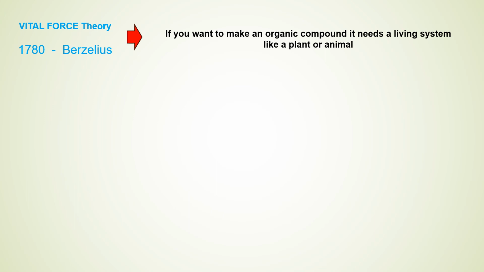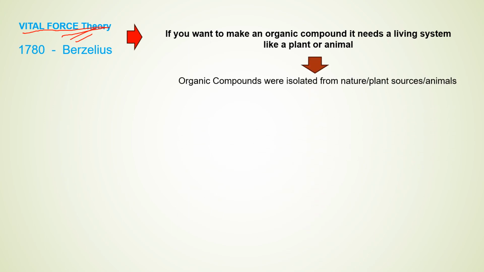The concept was not known that organic molecules can be synthesized in the laboratory. So this was known as the vital force theory, as Berzelius termed it in the 1780s. So what does the theory tell? The theory tells that organic compounds cannot be synthesized without the help of a plant or animal or living microorganism. That means organic compounds had to be isolated from nature, from plant sources or animals.